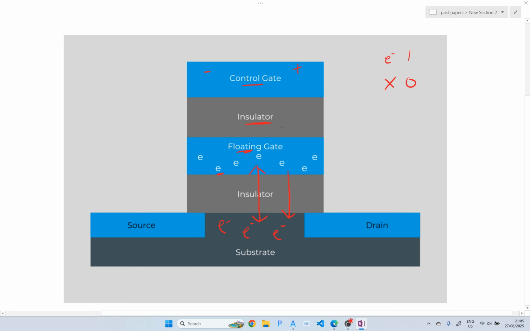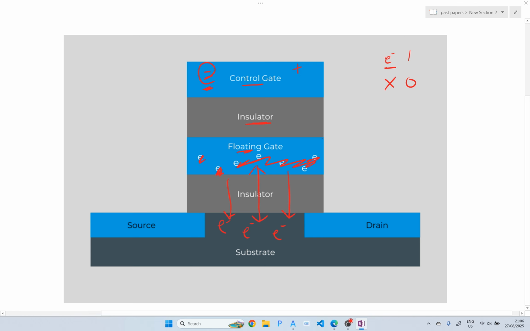Hopefully you realize that if we apply a negative charge to the control gate, this negative is going to repel these electrons down. That's how we can go from a 1 to a 0. Now all of these electrons are going to be out of the floating gate. They're going to be back down here in the substrate.